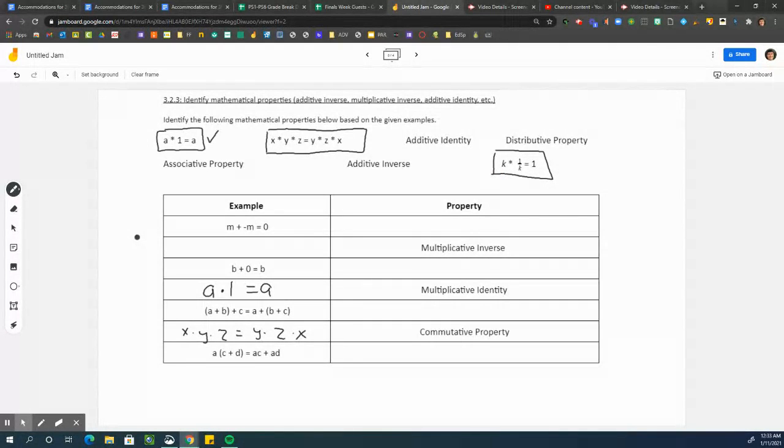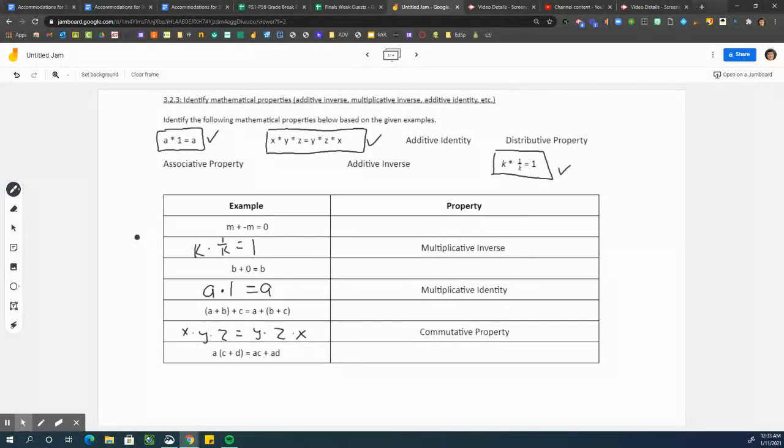And this is multiplicative inverse, right? K times 1 over k, or the inverse of k, the reverse, the 1 over k, okay, equals 1. So k times 1 over k equals 1. That's like 5 times 1/5 equals 1. That makes sense. So those are checked off.